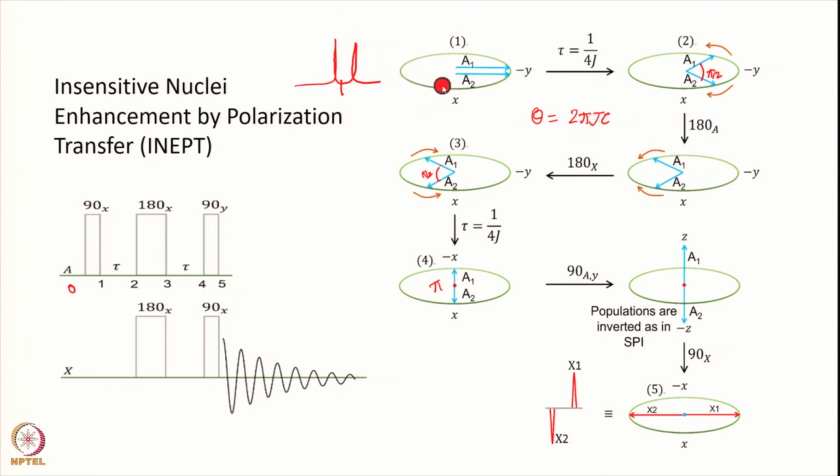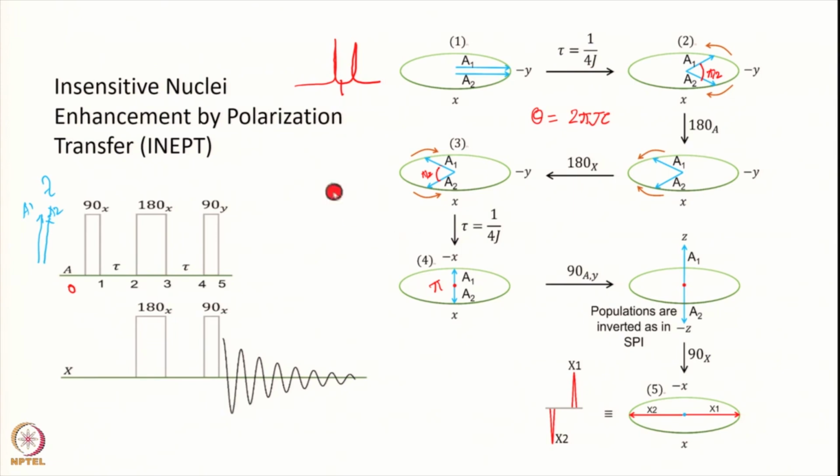In the beginning, at time point 0, these two transitions were both along the z axis, right. Let me use that same color. At time point 0, both the transitions of A1 and A2 magnetizations were along the z axis. This is the z axis, A1 and A2. The magnetizations corresponding to this were along the positive z axis.